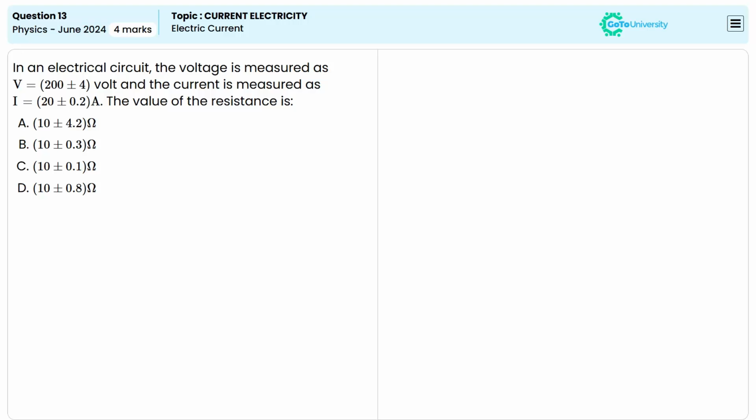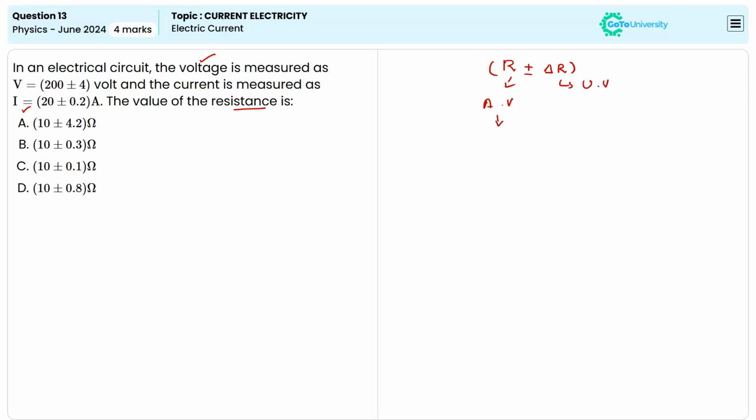What is the value of resistance in terms of actual and uncertainty value? Whereas the value of voltage and current in terms of actual and uncertainty value is given in the question. So here we are going to calculate R plus or minus del R, where R is representing the actual value and del R is representing the uncertainty value.